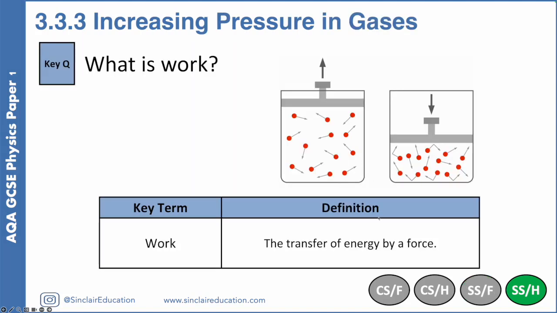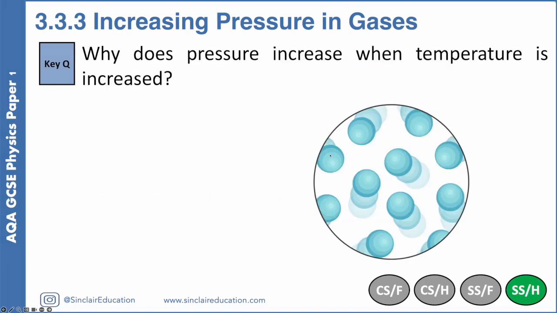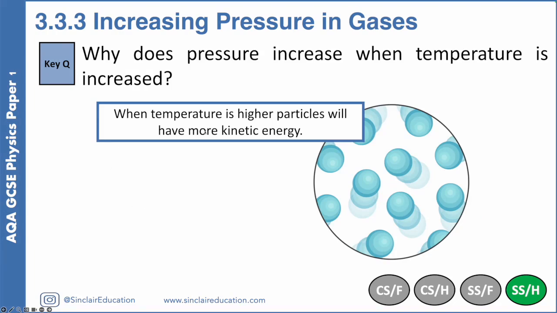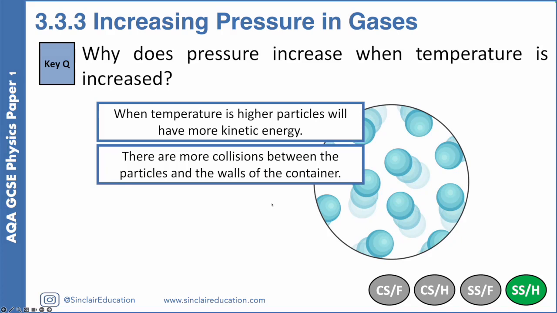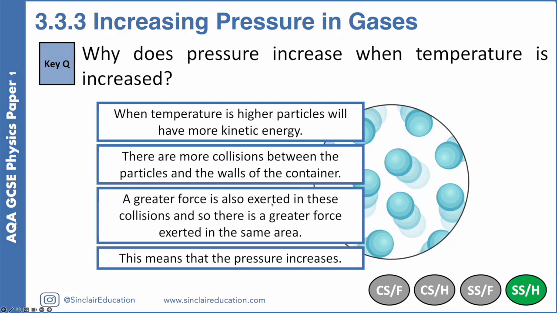When we do this, we do work. So work is the transfer of energy by a force, and this would just be in higher only. So when we do work on a gas, we're going to find that we increase the internal energy of the gas, and as a result, the temperature can increase. Be prepared in higher to explain why. So when temperature is higher, what we're going to find is these particles have more kinetic energy. Therefore, we're going to have more collisions with the wall, therefore more forces in a greater area, and as a consequence, the pressure will increase.